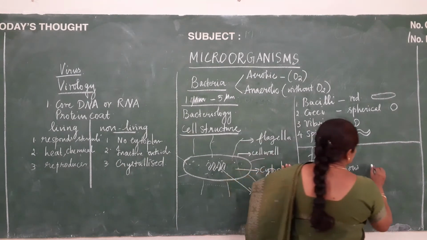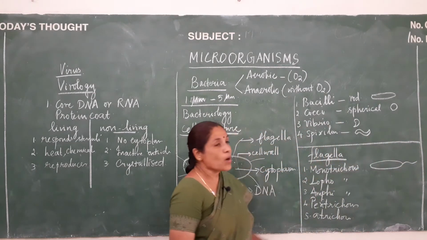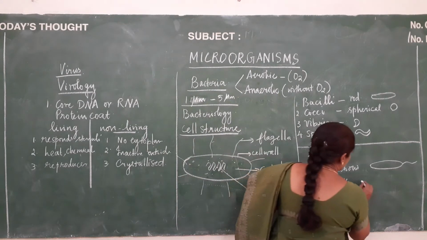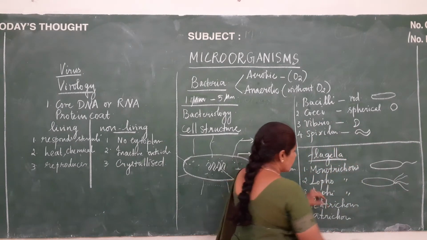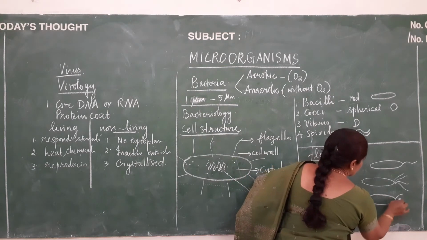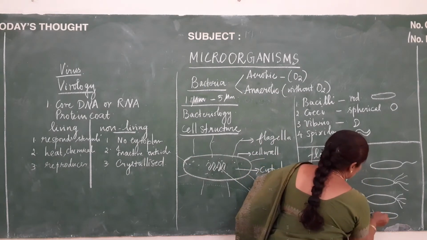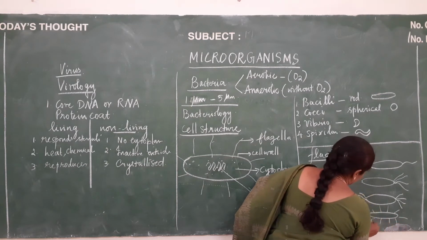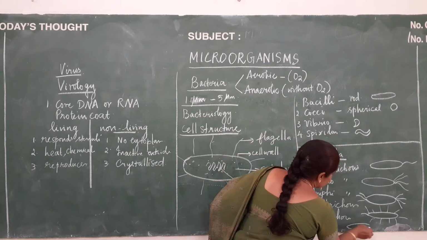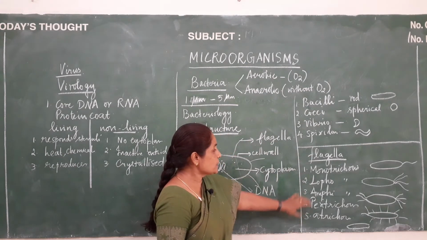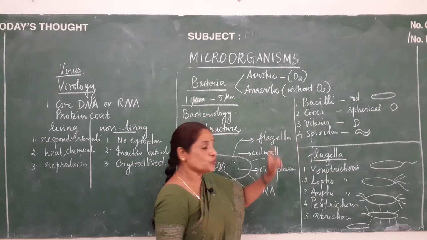Okay, in monotrichous, this is our bacteria. One flagellum will be found at one end. This is called monotrichous. Lophotrichous will be a tuft of flagella, that is many flagella will be found at one end. Amphitrichous will be tufts of flagella at both ends. Peritrichous will be flagella throughout. And atrichous will be no flagella. So these are the 5 types of bacteria classified on the basis of the number of flagella and the arrangement of flagella.